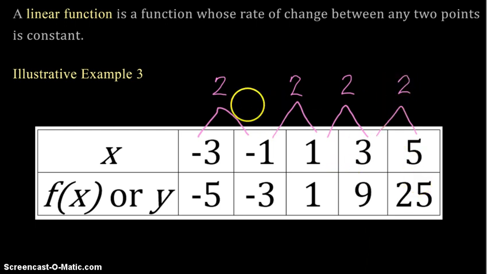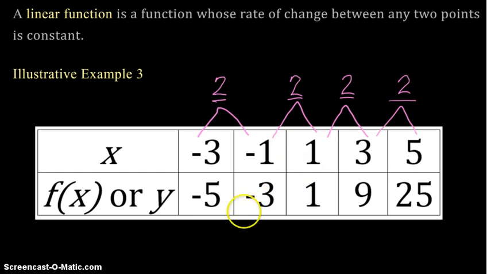Okay, so kung mapapansin natin, pare-parehas yung difference nila. So, constant ang rate of change ng value natin sa x. Pero tingnan natin sa value ng y kung pare-parehas pa rin.